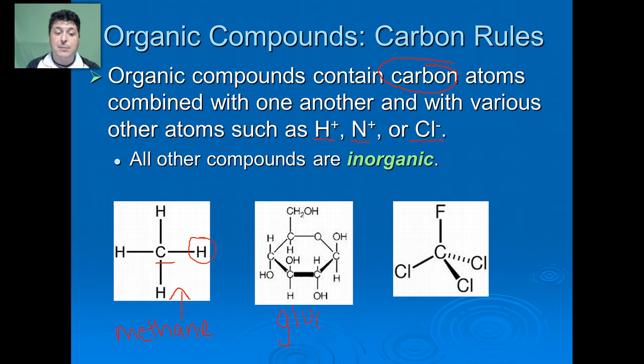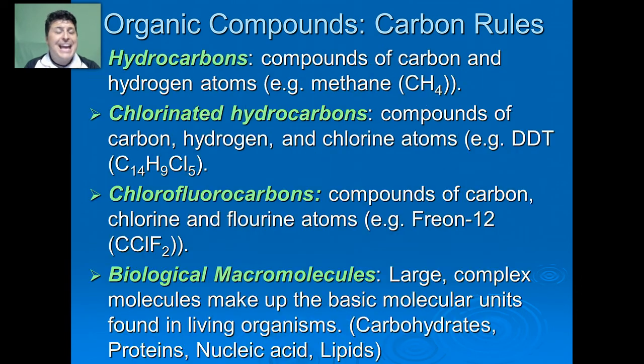Glucose is another example of an organic compound. It has carbon and hydrogen along with oxygen. Another great example would be our chlorofluorocarbons. It is organic because it contains carbon and chlorine. In terms of important organic compounds that you'll need to know, there are four groups.